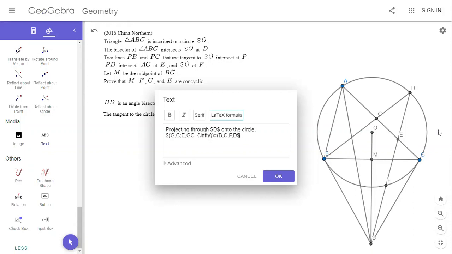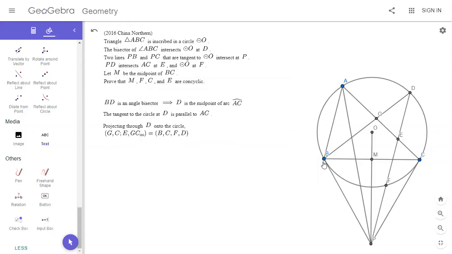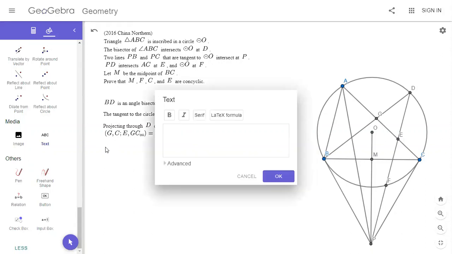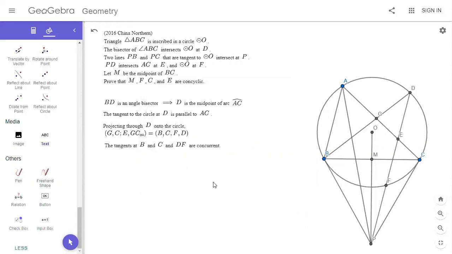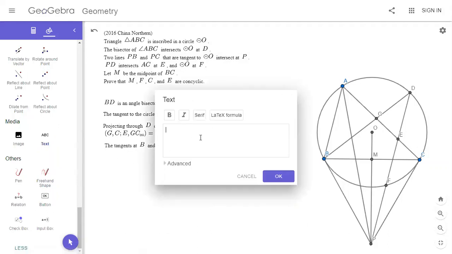So then we have BCFD, and that cross ratio is going to be equal to -1 since BFCD is harmonic. So I'll write this out. So, the tangents at B and C and DF are concurrent. So by the definition of a harmonic quadrilateral, that means that BFCD is a harmonic quadrilateral.